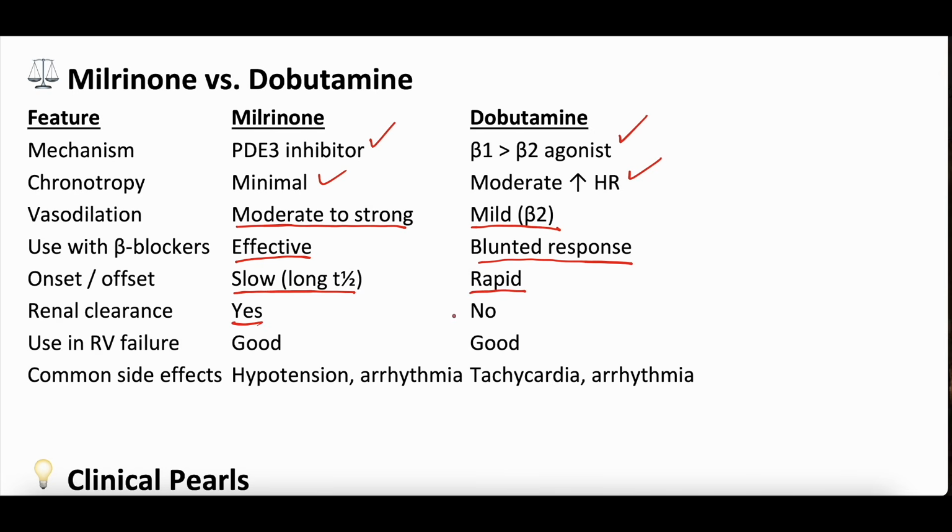Milrinone is cleared renally, Dobutamine is not. Both Milrinone and Dobutamine are effective in those with right ventricular failure, although Milrinone probably has a little bit more of a decrease in pulmonary vascular resistance. And then both of them can cause hypotension and arrhythmias, so you've got to be careful with both of those just because of the increase in contractility.